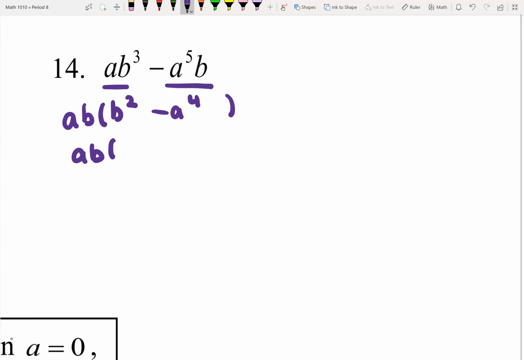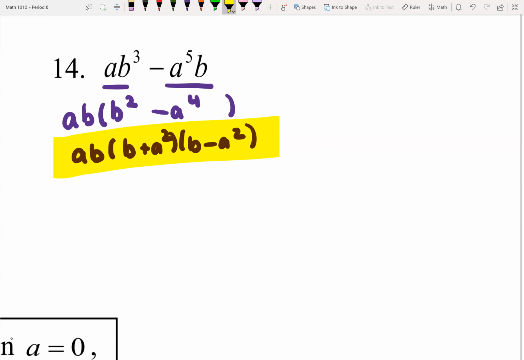It goes to A and B. The second goes to a B and a B. One's a plus. One's a minus. What to the second gives me A to the 4th? What's my second blank? How do I split my A to the 4th? A squared, right? That's it. Those don't factor further, and I'm done.